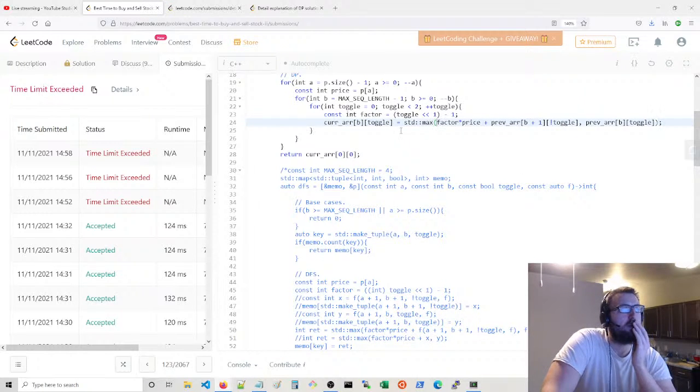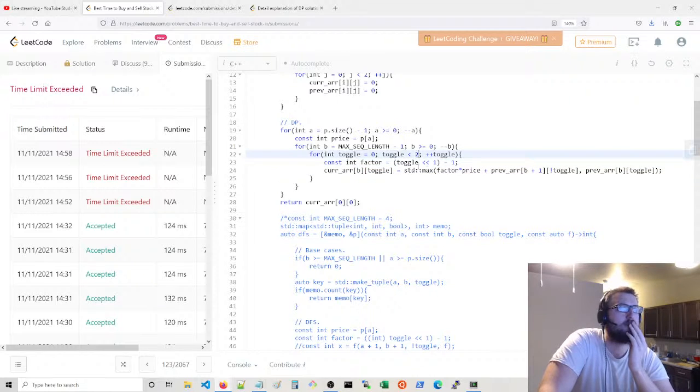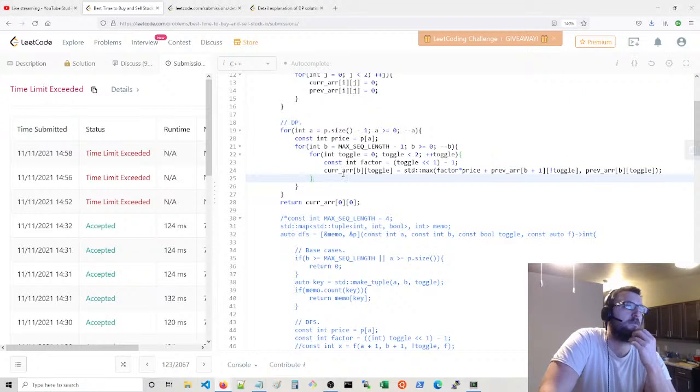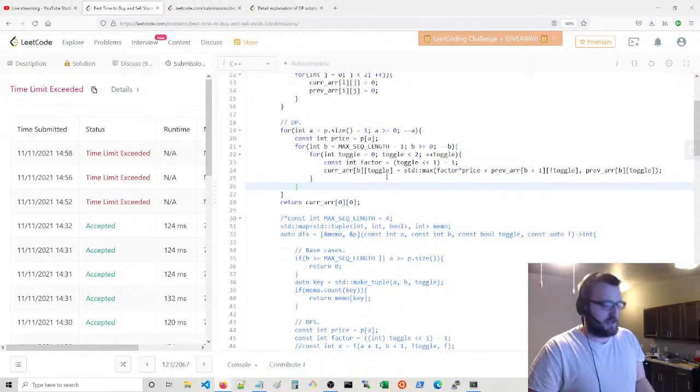Oh, you know what? I think it's fine. You just put this in a loop, and right, the toggle changes, the factor changes. That's fine. That'll give you both values for the current array. That's what you need. And then you just need to swap the current array with the previous array before you go to the next price.